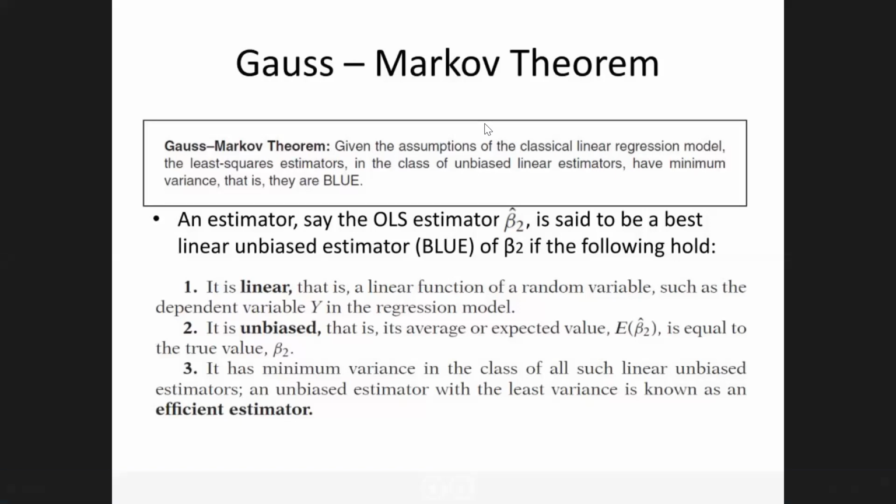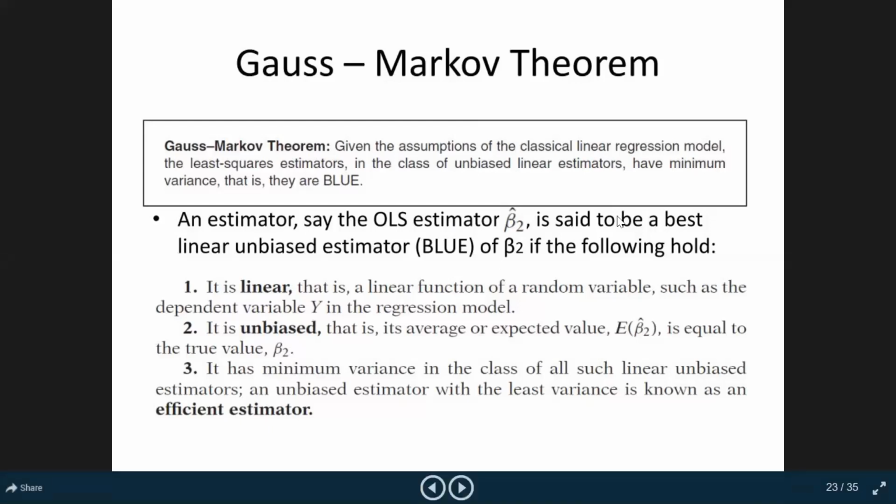We started to study the Gauss-Markov theorem, which is also known as the BLUE property of the OLS estimators. An estimator, say the OLS estimator beta 2 hat, is said to be a best linear unbiased estimator, BLUE, of beta 2 if the following hold. First one, it is linear, that is, it will be linearly associated with the dependent variable y, which means that beta 2 hat will be a linear function of the yi.